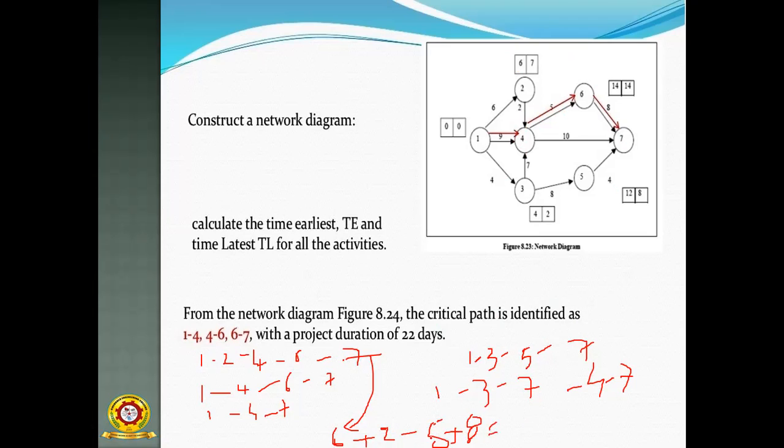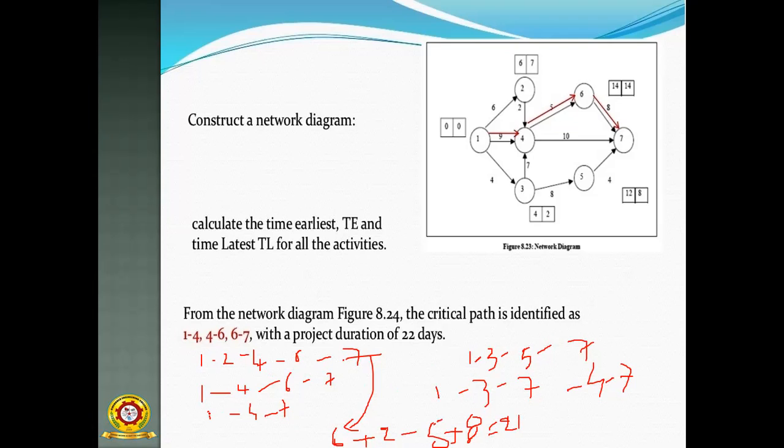So 6 plus 2, 8. 8 plus 5, 13. 13 plus 8, 21. This is the value. This is the time duration of the first route. And then you have to find out the second route and third route and fourth route.